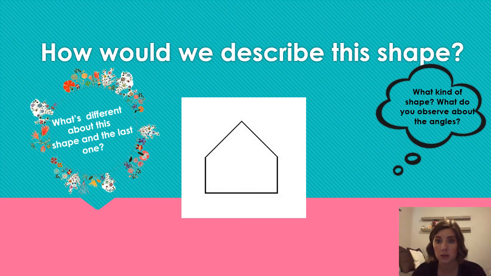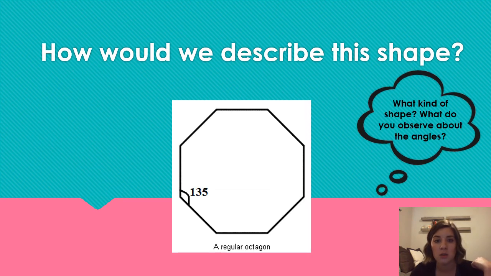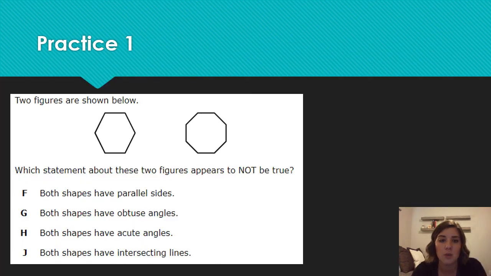So I'm just modeling how you might describe shapes based on their angles and lines. And we could also say here, if I have 2 right angles, that means I have 2 sets of parallel lines. This shape, okay, a regular octagon, all of these angles are 135 degrees. They are obtuse. Which statement about these 2 figures appears to not be true?